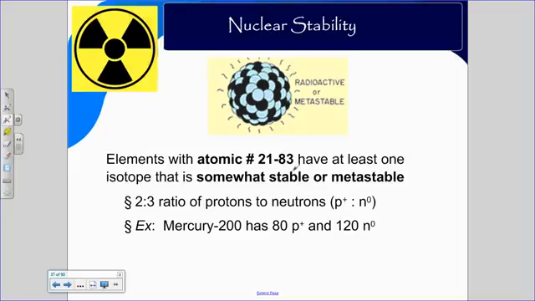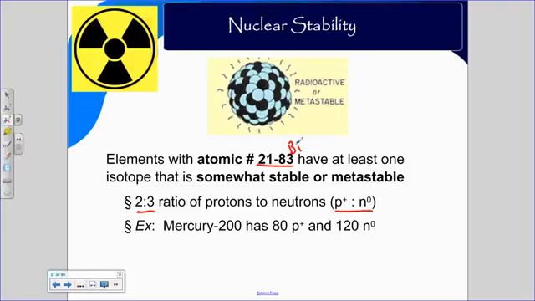Elements 21 to 83 are what are called somewhat stable or metastable, meaning that they do have radioactive isotopes, but by and large, most atoms of elements 21 to 83 are going to be stable. There are exceptions at this point, okay? There's a few elements, or one element in particular that's man-made, element 46, I think, technetium. It's a man-made element that's not terribly stable. It's got uses, though. Anyway, the proton-neutron ratio for elements 21 to 83 tends to be about 2 to 3 instead of 1 to 1. But like I said, most of them are stable for the most part.